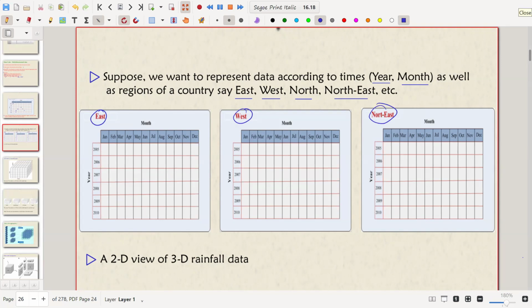In the 2D view, we are just taking slices. Some of you might not understand why it is 3D data. You can visualize this by stacking them: you can stack this on top of this, and this one on top of this. So the first stack is the east, then the west, then the northeast. So it's 3D data, but we are slicing it to make it 2D data, right?